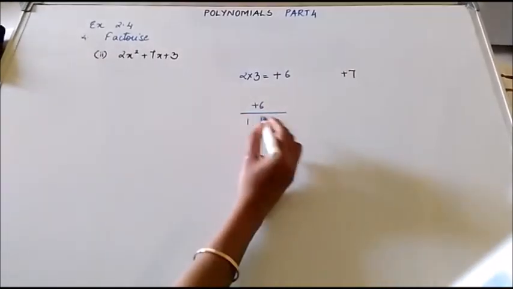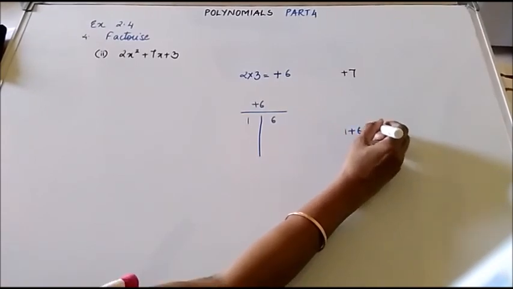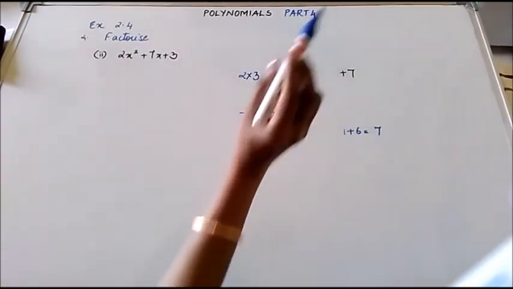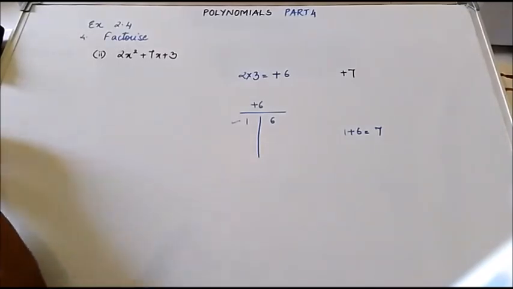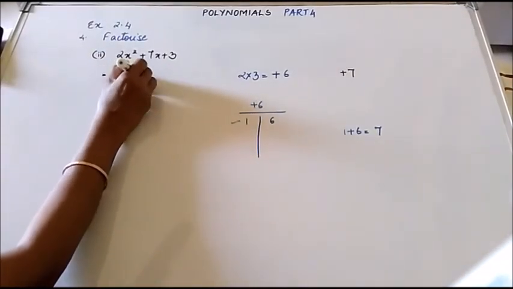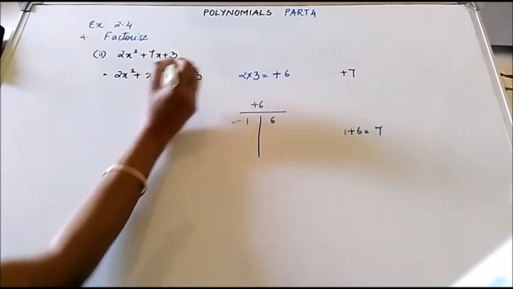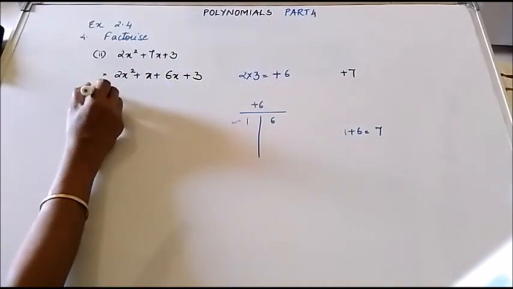It is 1 and 6, because 1 into 6 gives us plus 6, and as we see here, 1 plus 6 is equal to plus 7. That is what we require, so hence this is the split. Now coming back to the question, we write this as 2x square plus x plus 6x plus 3. What we have done? We have split the middle term.